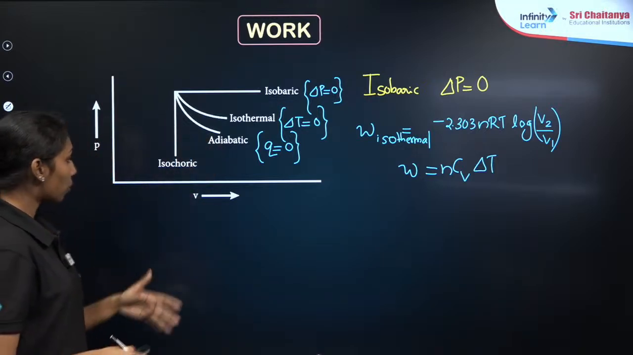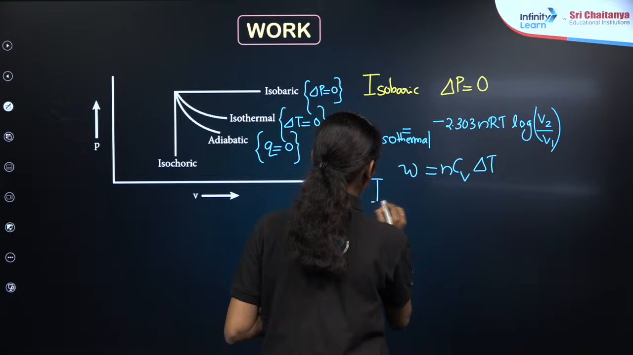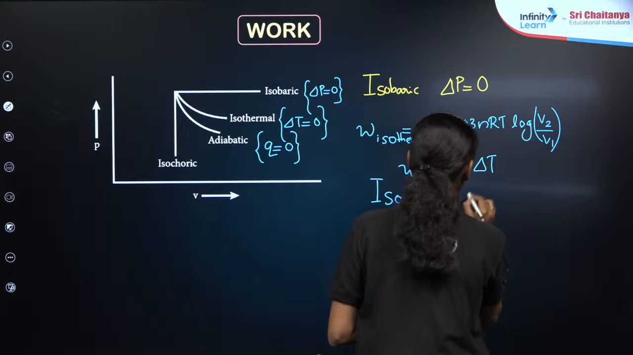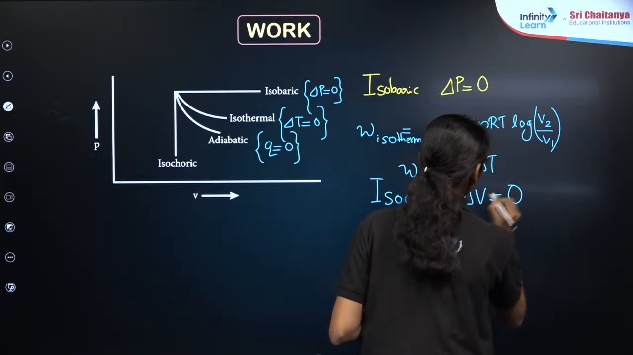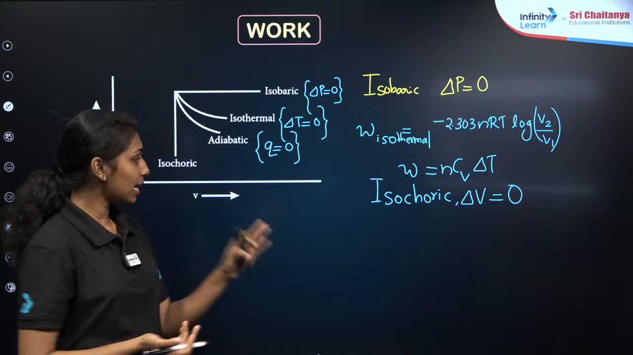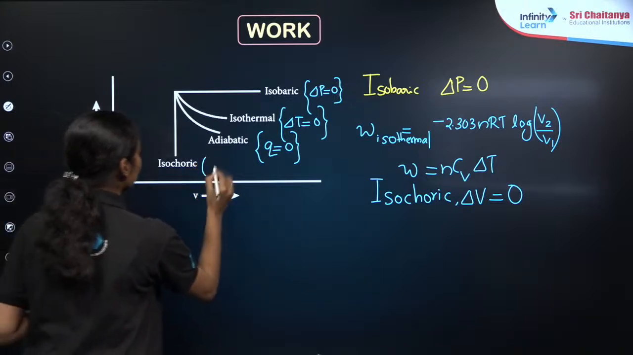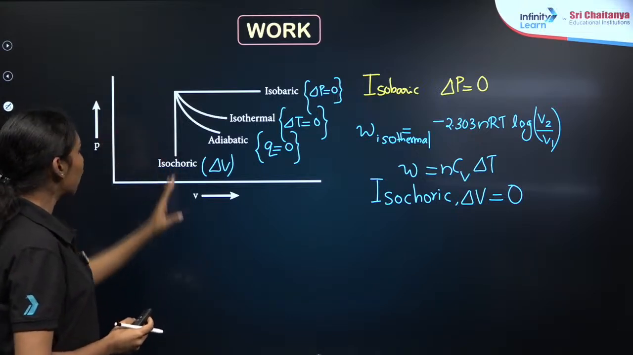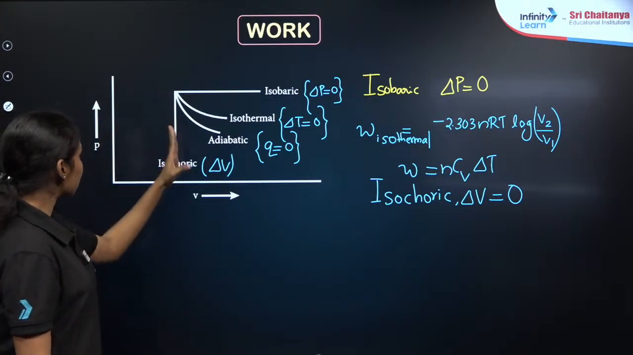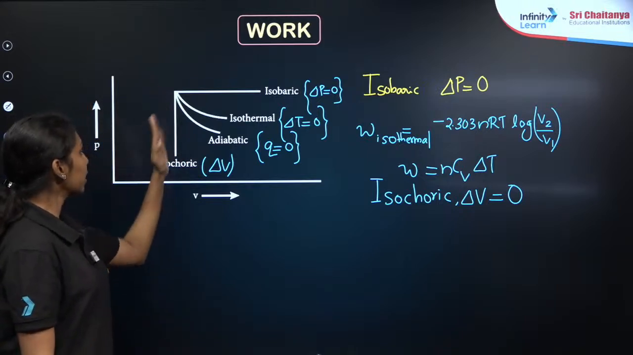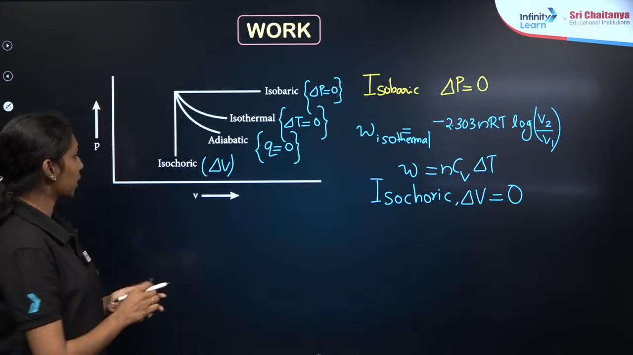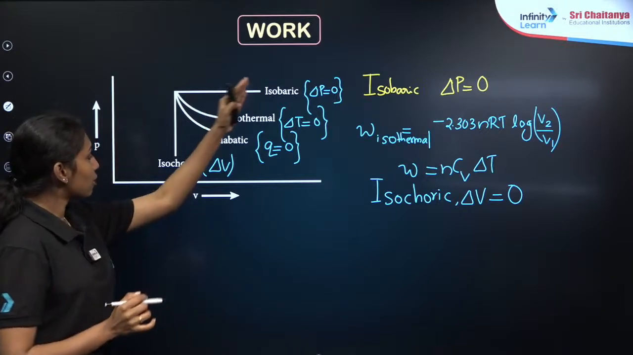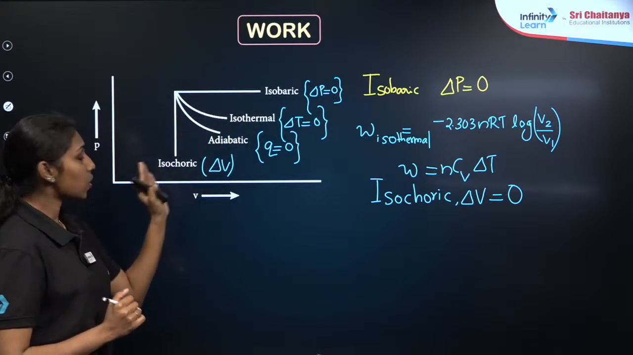Then what about the isochoric process? Isochoric process means there is no volume change, delta V is equal to 0 here. So we can call it an isochoric process. In the PV diagram, whenever the pressure changes, the volume will be constant, right? The graph will be a straight line parallel to the y-axis. This will be the PV diagram for the 4 different thermodynamic processes: first isobaric, isothermal, adiabatic and isochoric process, right?